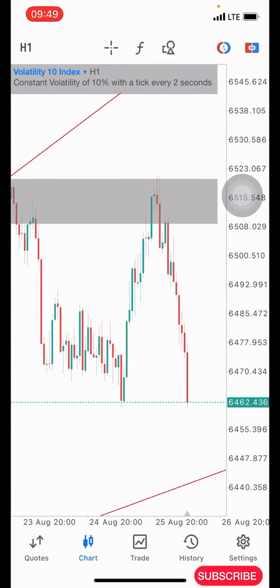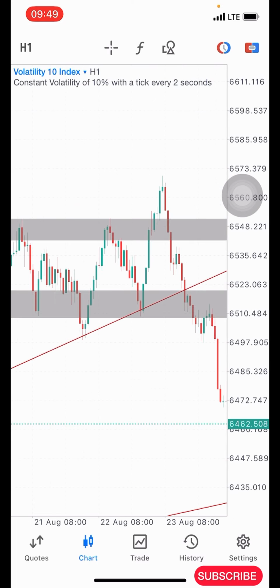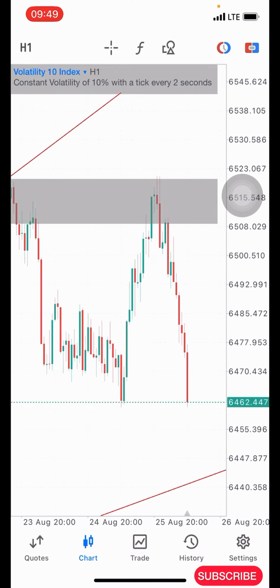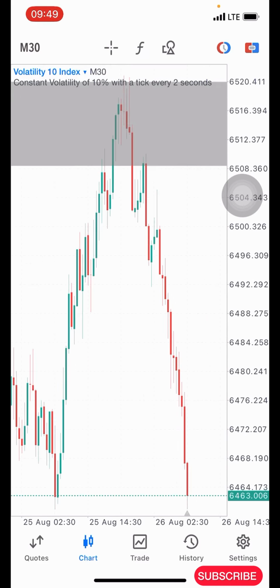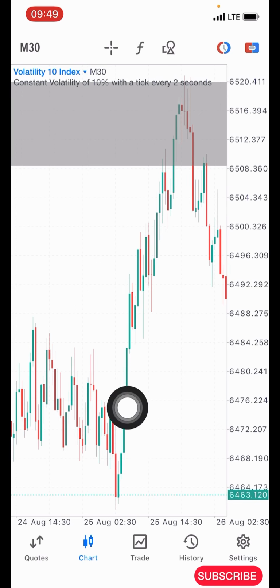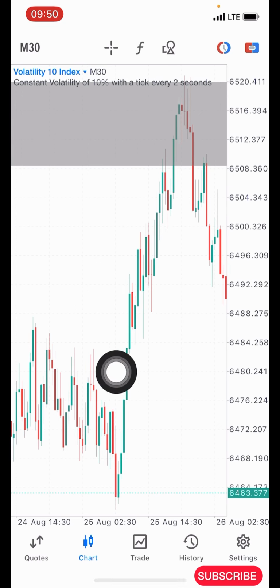All right, so after identifying this zone from the higher time frame, which is the 1 hour, I still stepped down to the 30-minute time frame to see what the market is doing. And that was when I saw this nice uptrend. Okay, I knew that this resistance here is going to bounce price to the downside, to either this area of support and then continue to the upside.